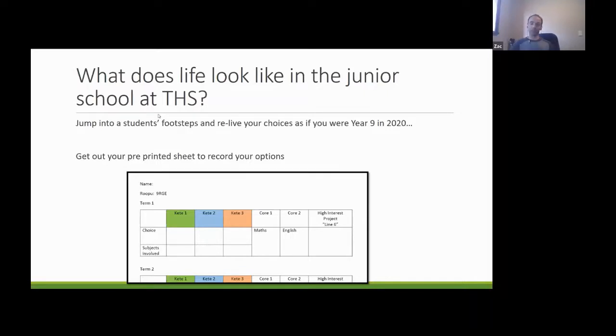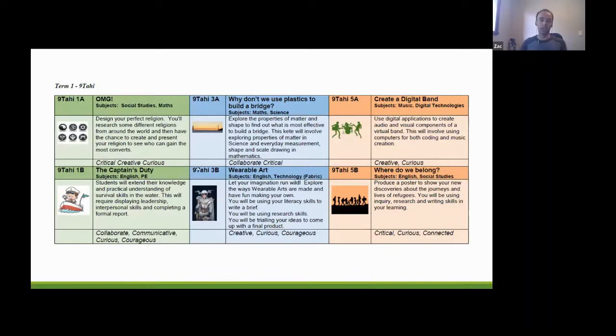If you've got those sheets, I'll show you what our students can choose from. You'll see on the sheet there are 3 coloured lines, Kete 1, Kete 2 and Kete 3, and those are now choices for you. I'd like you to have a read of the options that you have for term 1. You get to choose one of the green kete, one of the blue kete, and one of the orange kete.